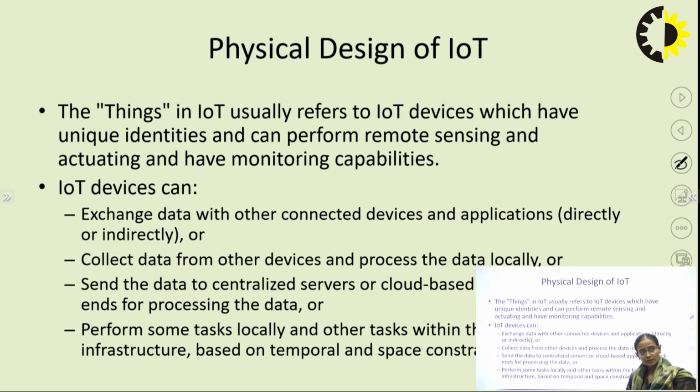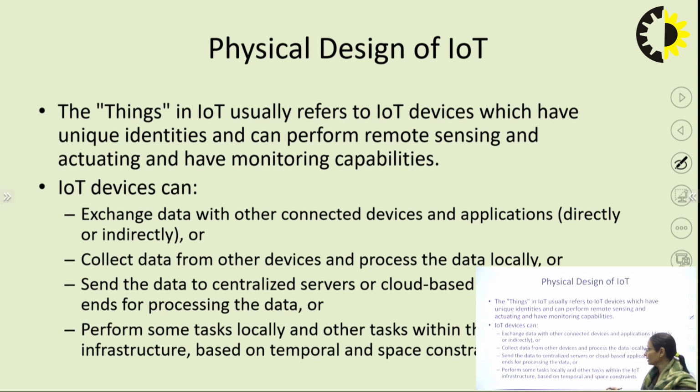Now the next thing is how the physical design of IoT is carried out. The things in IoT usually refer to IoT devices which have unique identities and can perform remote sensing and actuating and have monitoring capabilities, as we have seen in previous slides. An IoT device can exchange data with other connected devices and applications, directly or indirectly. It collects data from other devices and it can process the data locally.